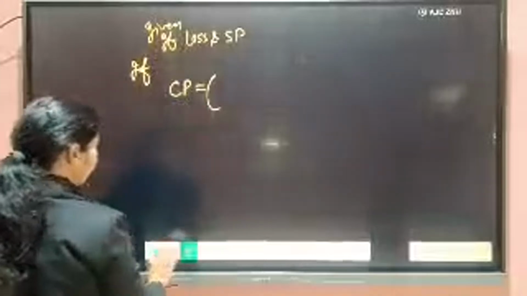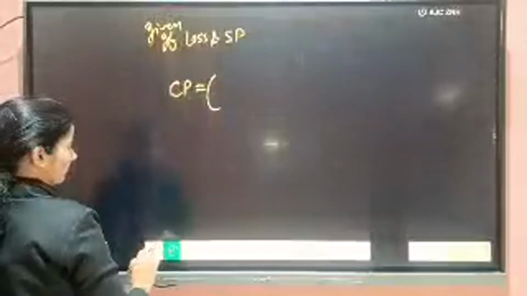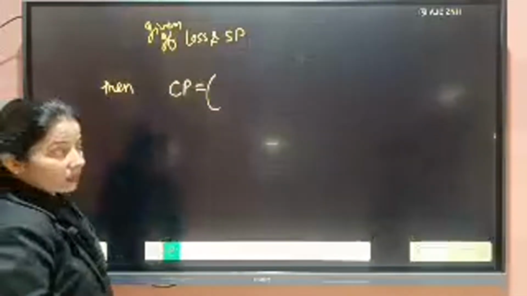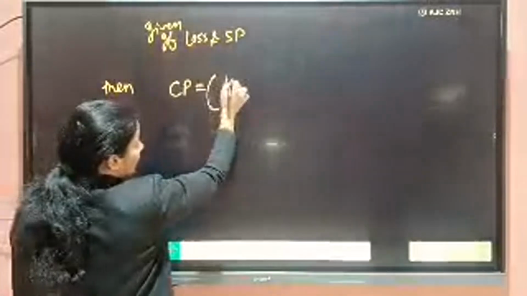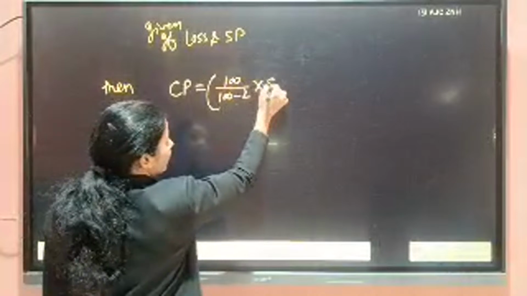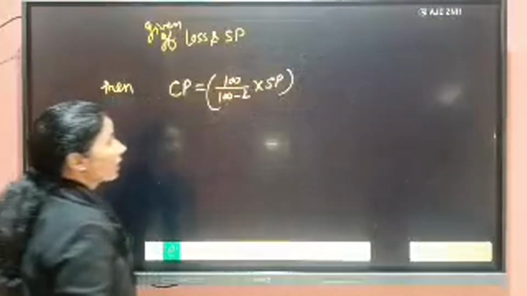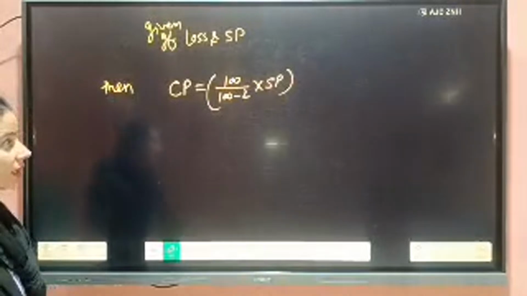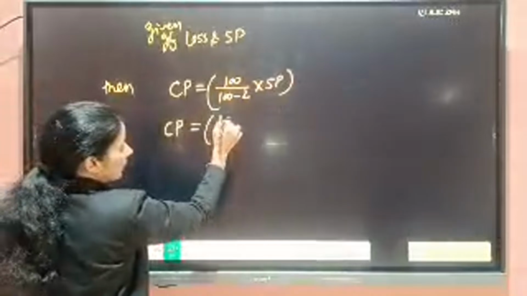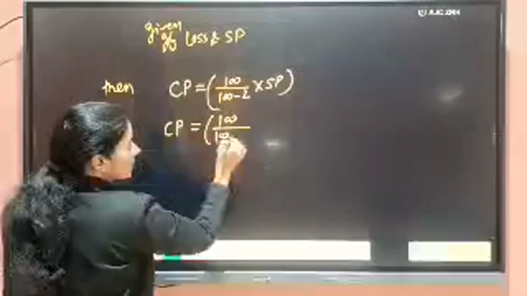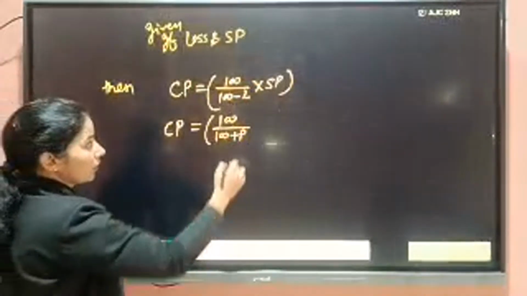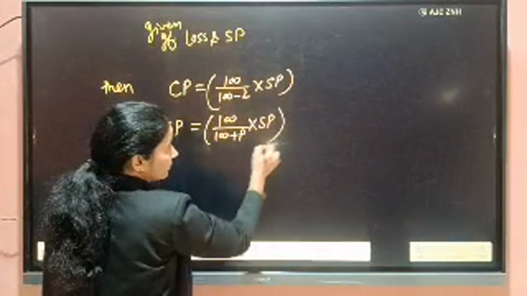Loss and selling price is given to us, then how can we find out the cost price? It will be 100 upon 100 minus loss into SP. And if cost price we want to find out when, in place of loss, profit is given to us, you will subtract loss and add profit, into selling price.